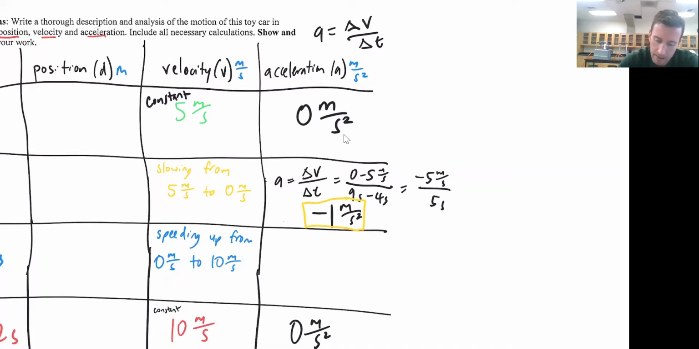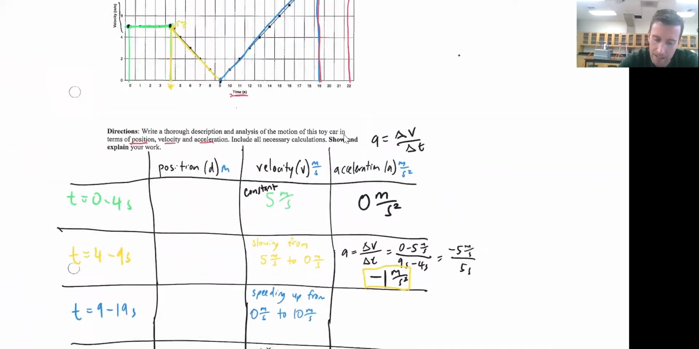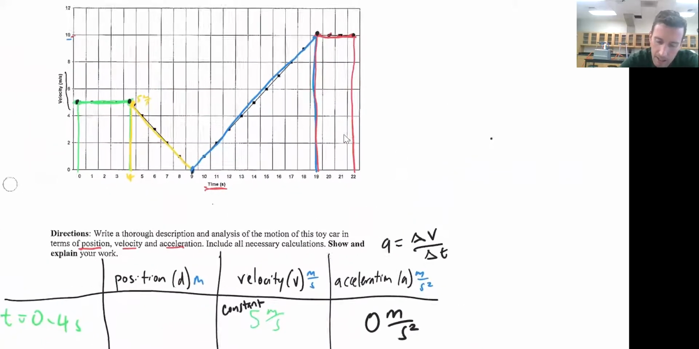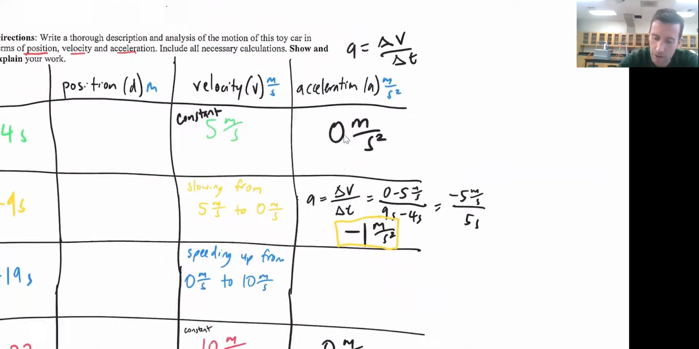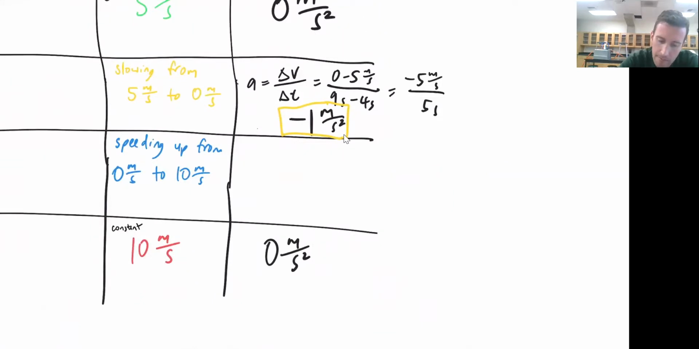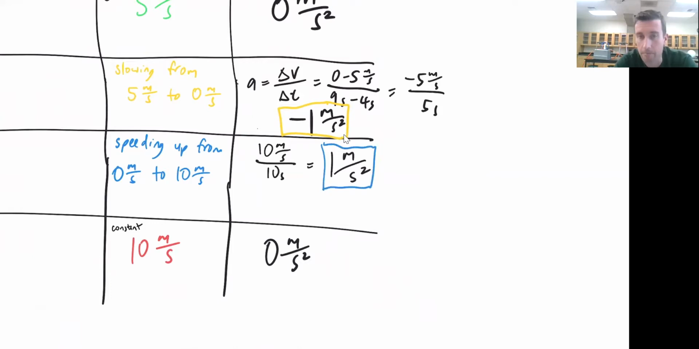Now for my next one, it's speeding up from 0 to 10 during this blue section, and that happens from 9 to 19 seconds. So from 9 to 19 is 10 seconds, and it goes up by 10 meters per second. So I could do my same change of velocity over change of time. It goes up by 10 meters per second over the course of 10 seconds, giving me 1 meter per second squared. So my acceleration there is 1 meter per second squared.